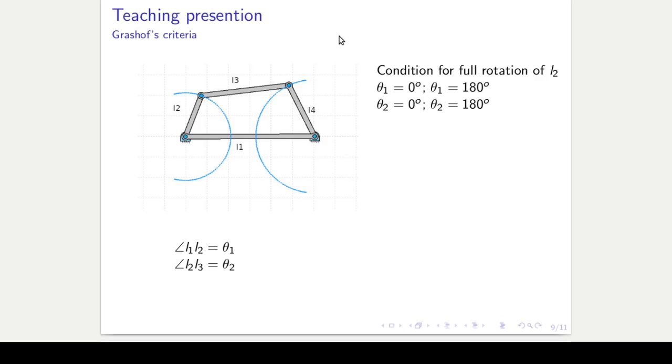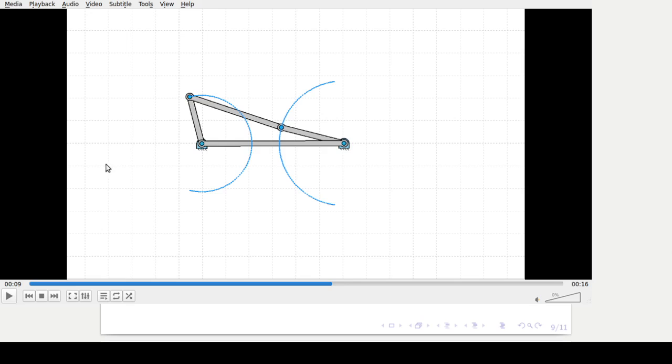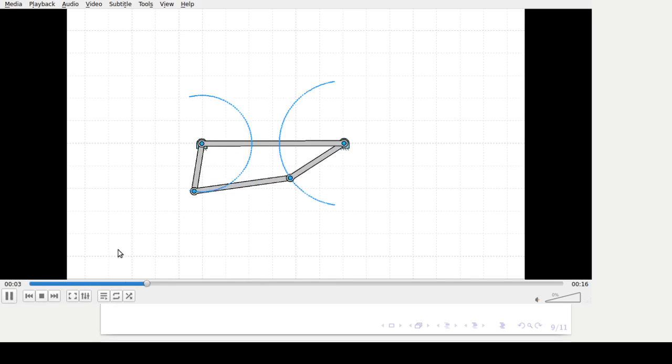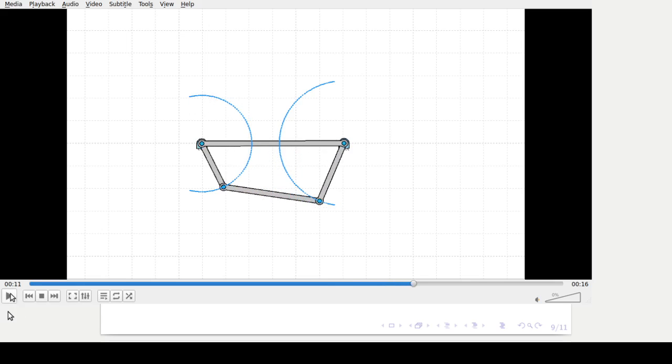But now the question is, can all 4-bar mechanisms have a complete rotation? The answer is no. Let's see an example. In this example, let me play this animation for you. See, this link does not provide a complete rotation, right? Yes, it's not giving complete rotation.